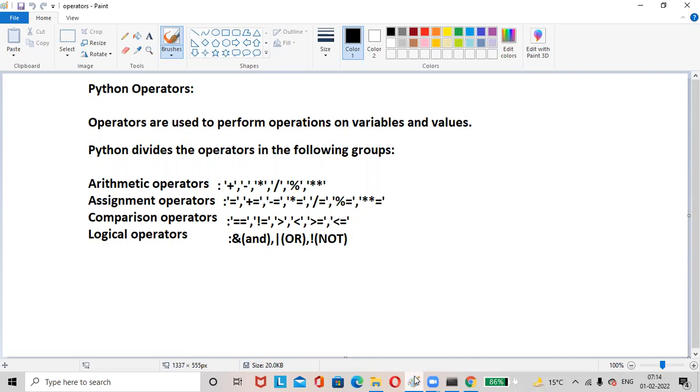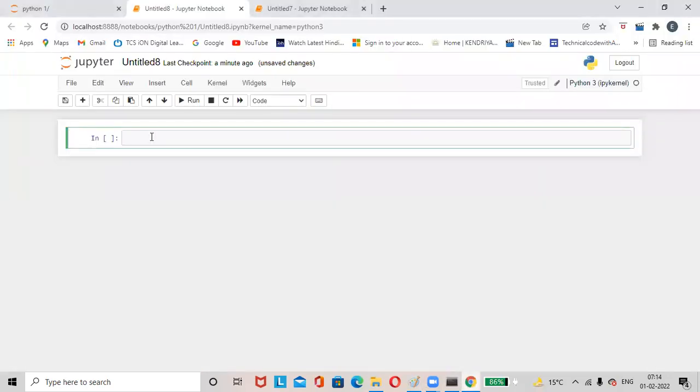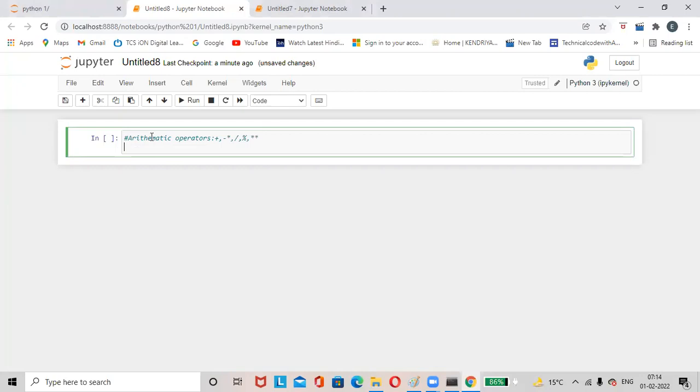Okay, all these operators we will check with examples in Jupyter notebook. Let us open the Jupyter notebook here. First we'll check arithmetic operators. What are arithmetic operators? Arithmetic operators are plus, minus, multiplication, division, modulus, exponent. Okay, let us check them one by one.